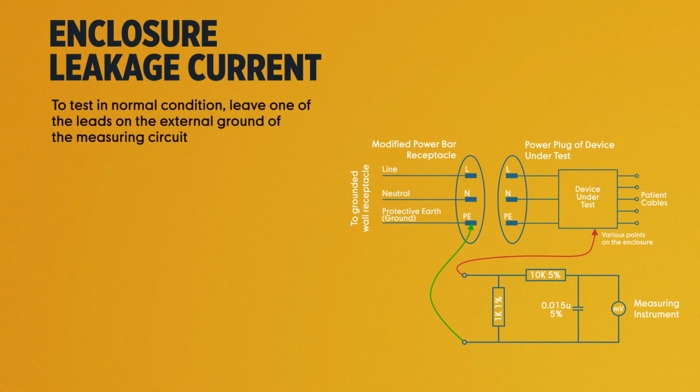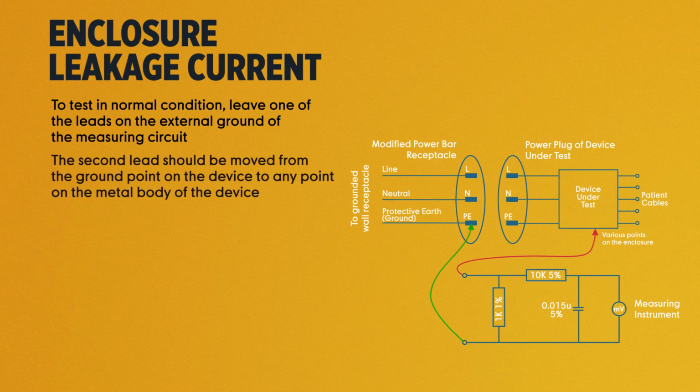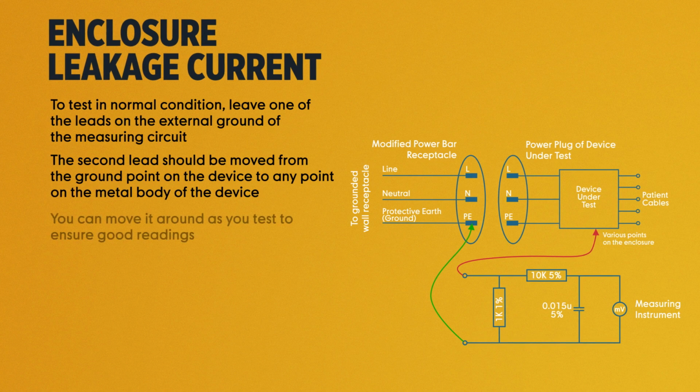To test in normal condition, leave one of the leads on the external ground of the measuring circuit. The second lead should be moved from the ground point on the device to any point on the metal body of the device.